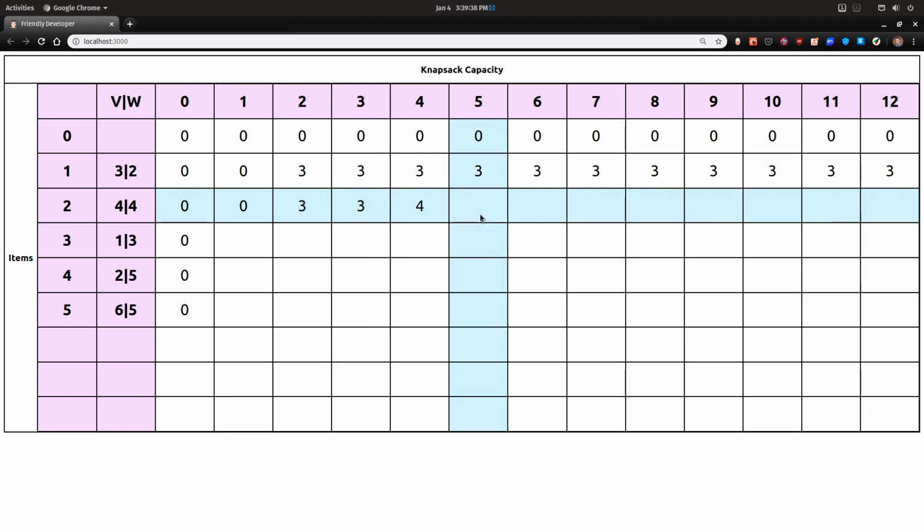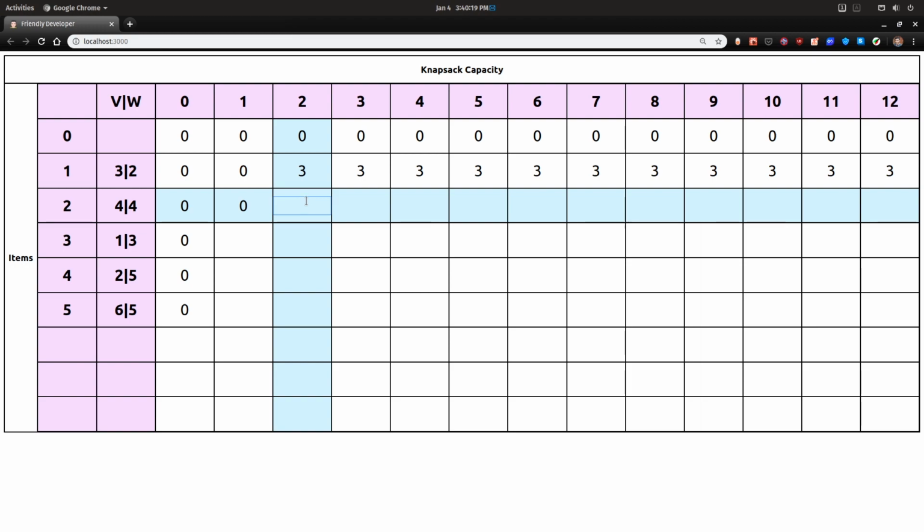Now if you observe the way in which we are filling the table, we can come up with a common formula, a common pattern directly by looking at the values, as to how we can generalize this table filling algorithm. Now let's take a closer look at how we actually concluded that 3 will be the maximum value.